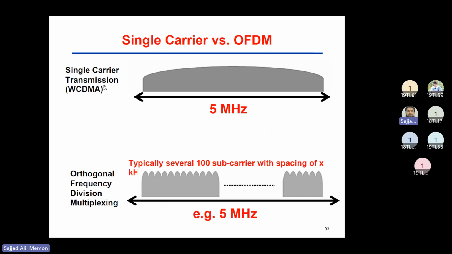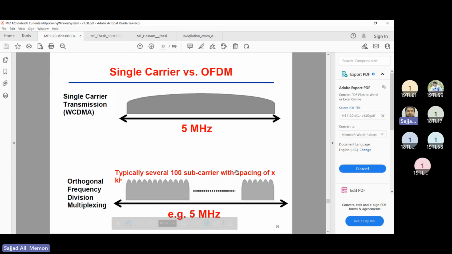This is single carrier transmission using WCDMA. You can see 5 megahertz. Here we have typically several hundreds of carriers with a spacing of X kilohertz. Within the 5 megahertz, you have carriers. They are orthogonal to each other and they carry a few bits of information. This 5 megahertz is divided into many subcarriers. Maybe we divide 5 megahertz by 10 kilohertz or maybe 50 kilohertz. Each carrier will have that size and then will be carried out.